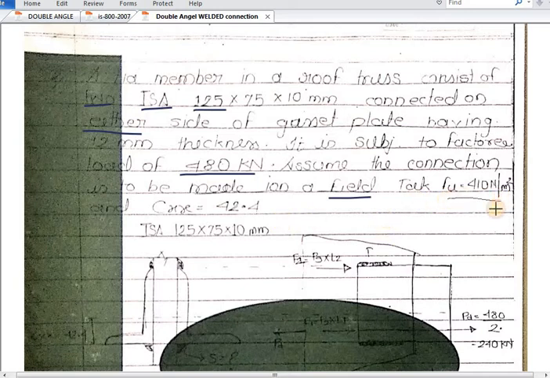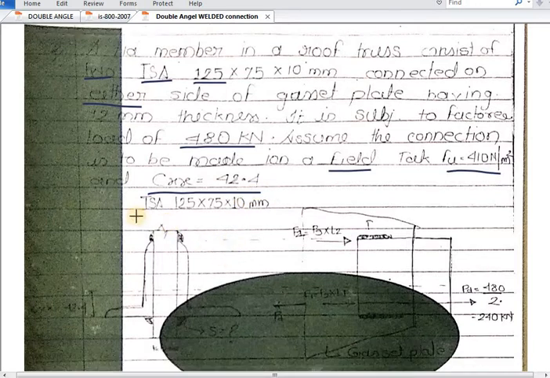Every sentence in this question is important. Again, FU, that is the ultimate design tensile stress, has been given as 410 Newton per mm square, okay. The FU is given. If it is not given, then we can directly take, or we can assume 410. It is always the constant value of 410. It will be given in the question, or if it is not given, then we can directly use 410 Newton per mm square. And CXX, what is the CG distance from base?